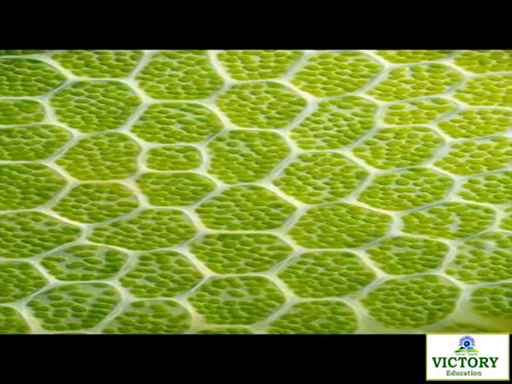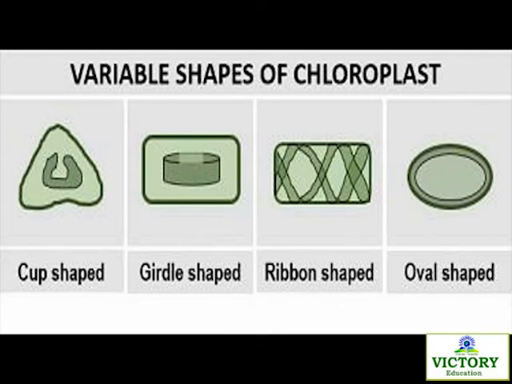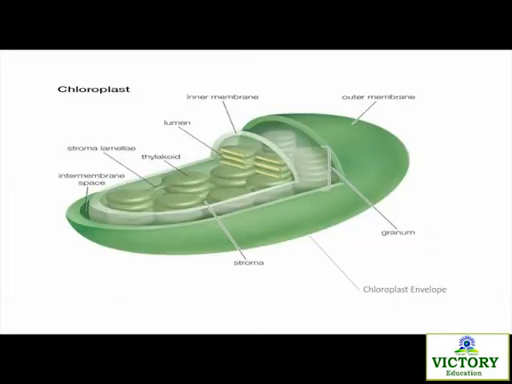Chloroplasts can be abundant in number. The chloroplasts can range from 30 to 200 in higher plants, and there is no definite number for chloroplasts. Chloroplasts can be in various shapes such as cup shape, girdle shape, ribbon shape, and oval shape. All higher plants have oval shaped chloroplasts. So you can see the chloroplast structure in detail here. One important thing to mention in the chloroplast is the thylakoid. Thylakoid is the key place where the electrons in photosynthesis are captured from sunlight.